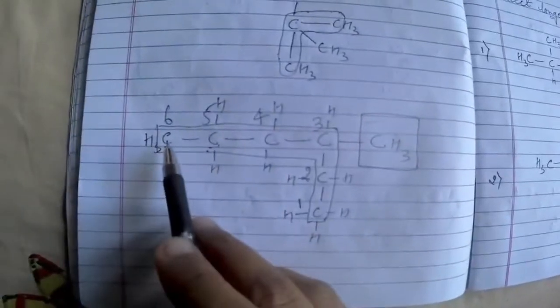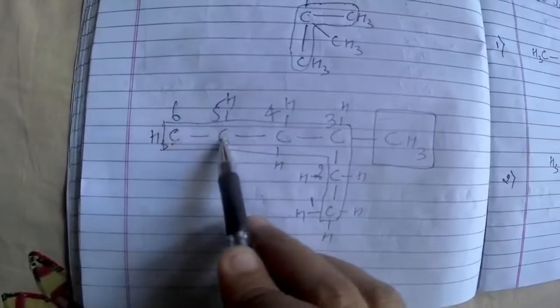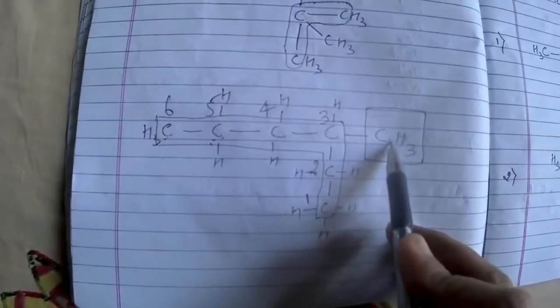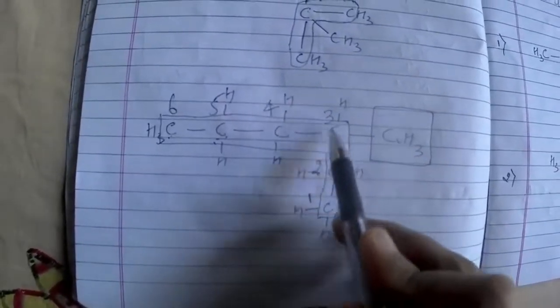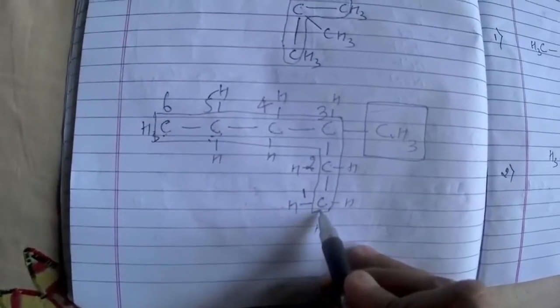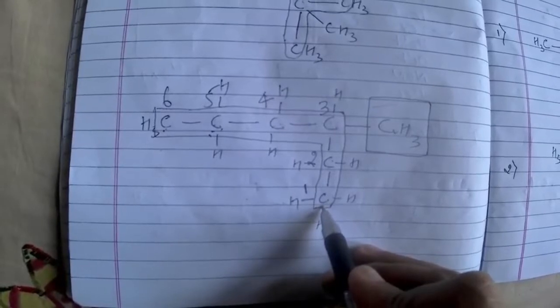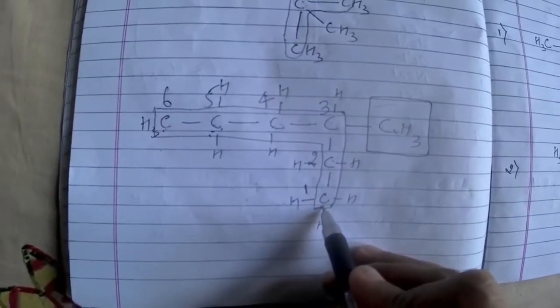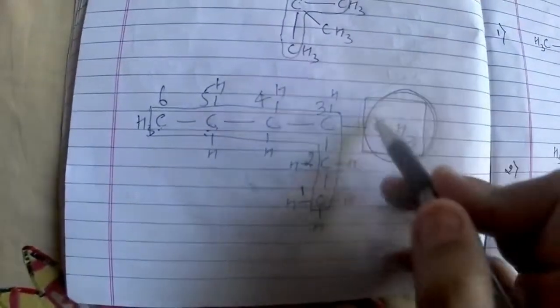right? However, many students will think that in this hydrocarbon the longest chain will be 1, 2, 3, 4, and 5 carbons, but the reality is not this. The longest chain is this. It will start from here: 1, 2, 3, 4, 5, and 6. Why have I numbered this as carbon number 1? Because we will number the chain from that side from where the substituent comes first.